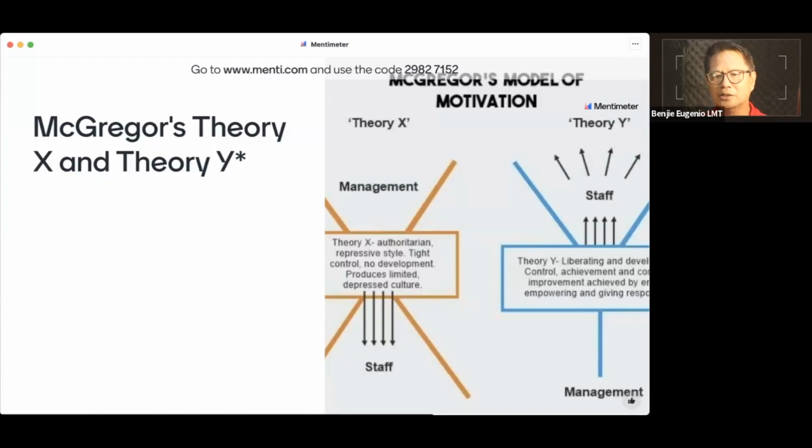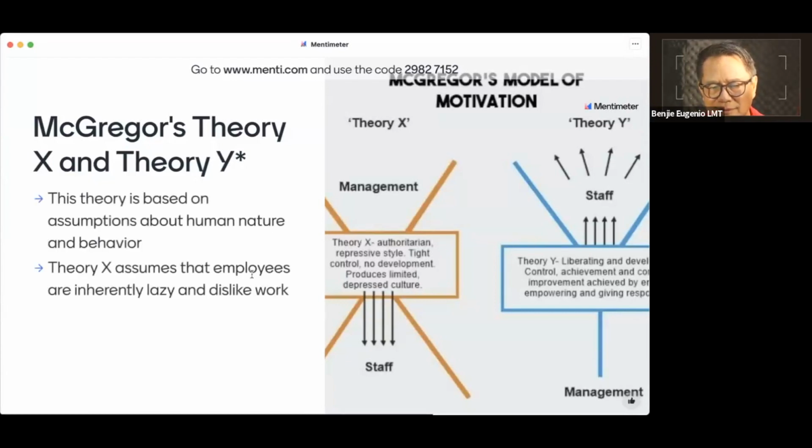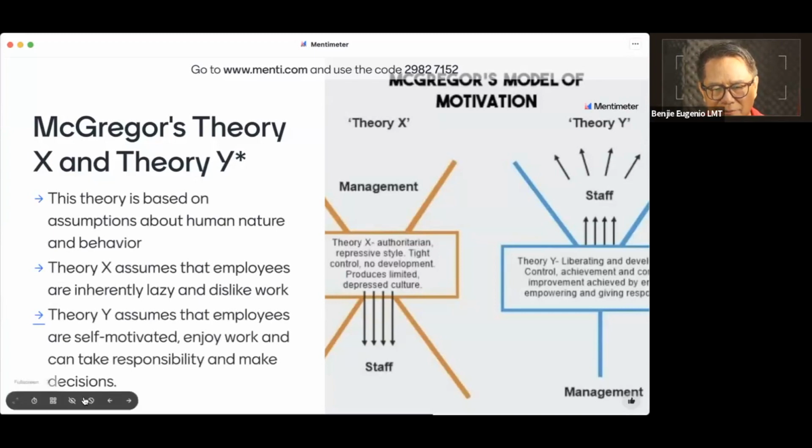Now, on the other hand, ipakita ko na lang ang slide, para makita natin yung comparison later.